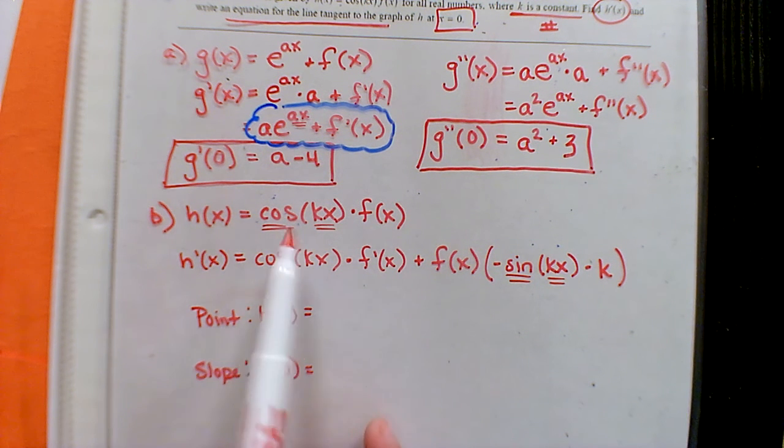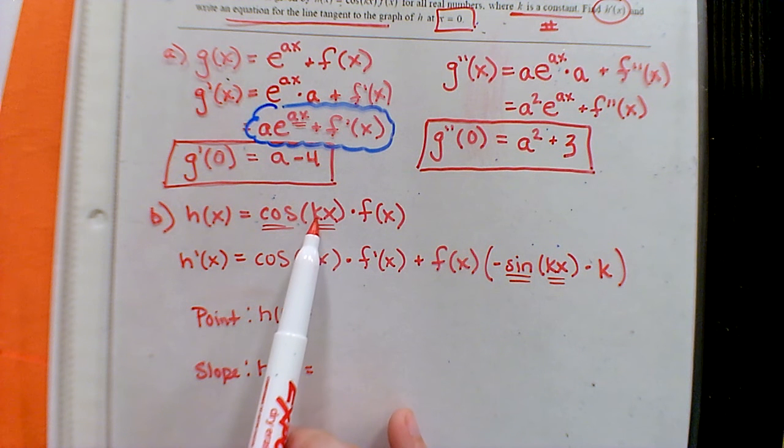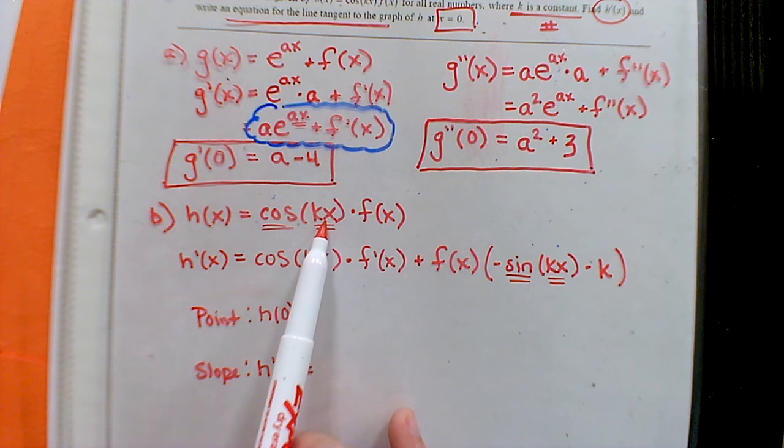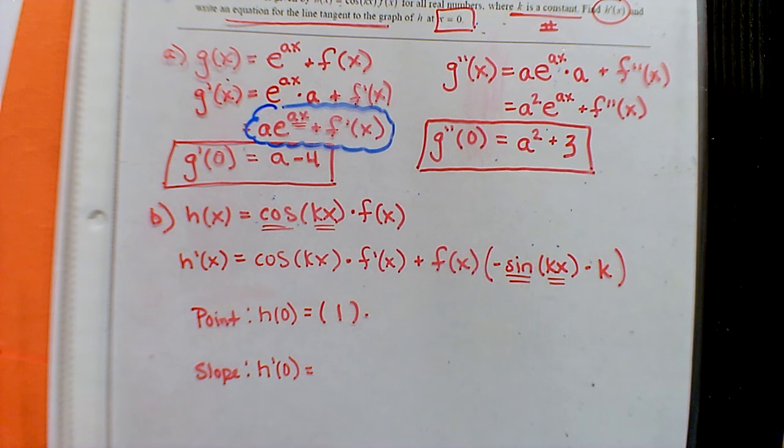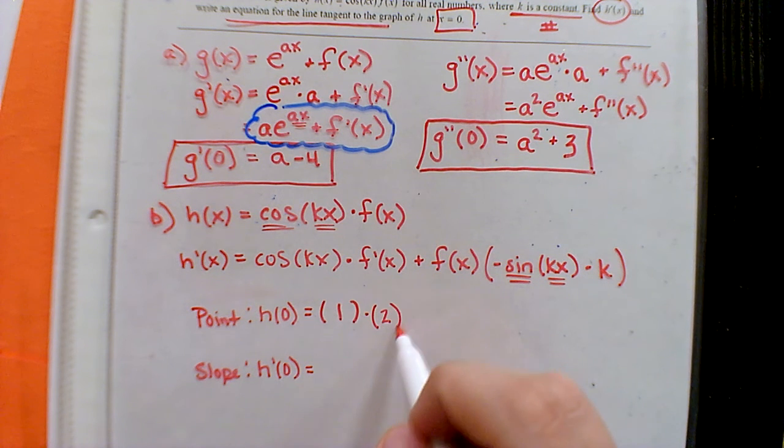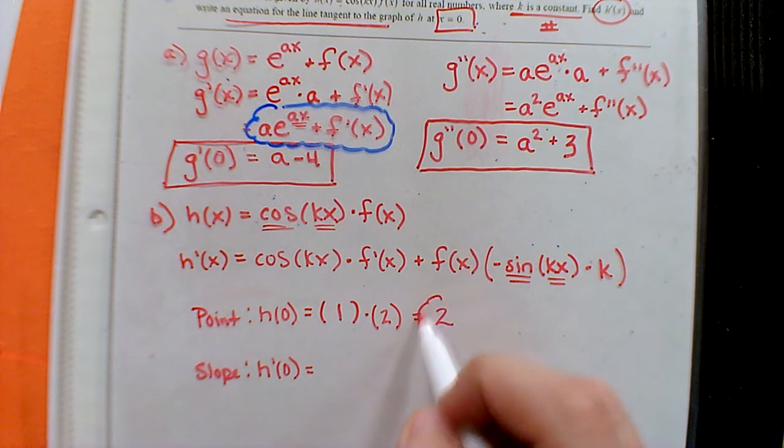All right, so in the original function, notice how we have k times 0, which would just be 0. And what's cosine of 0? 1 off the unit circle. Then we have to multiply that by f of 0. Do we know what that is? 2. Isn't that from the top information, right? So it looks like our point value is 2.